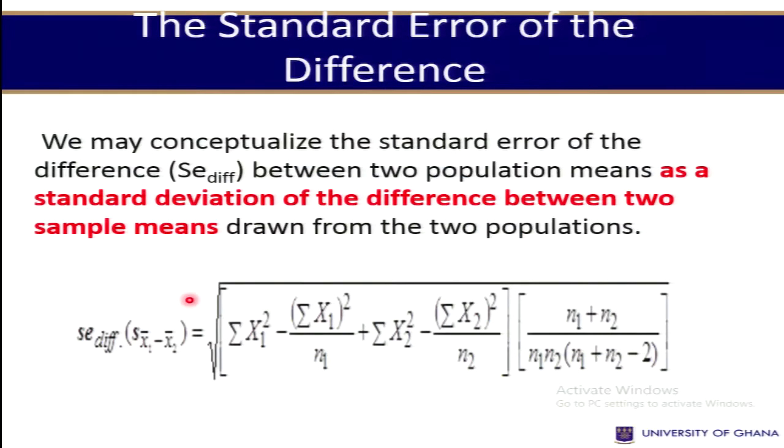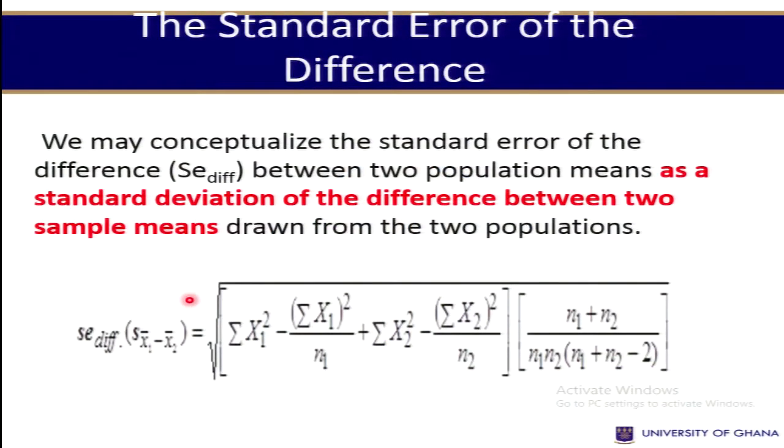Now let's come to the formula, the standard error of the difference. Now, we may conceptualize the standard error of the difference between two population means as the standard deviation of the difference between two sample means drawn from the two populations. Just as when we are dealing with the one sample t-test, we have the sample mean minus the population mean, and then we divide it by the standard error of the mean based on the sample.